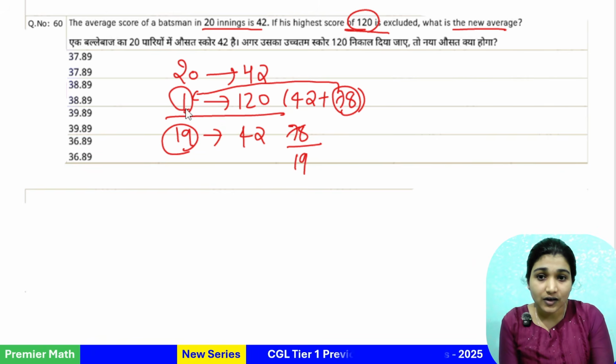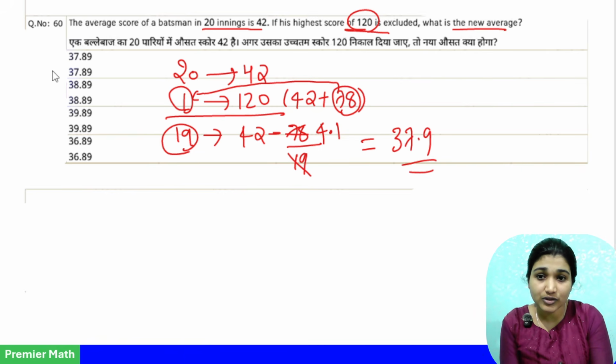Now here 1 innings average is 120 which is way greater than the 20 innings average. So the 19 innings average should be less than 42. So subtract 78 by 19 from 42. 19 goes 4 times in 76. Remaining 2. So 19 goes 1 time in 20. 42 minus 4.1 is equal to 37.9. Option 1 is your answer.